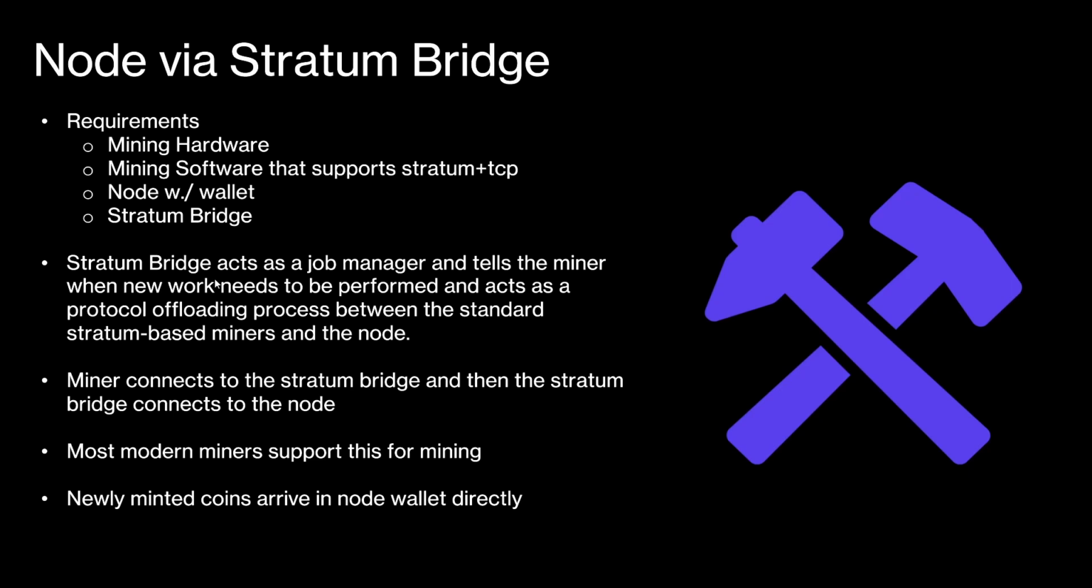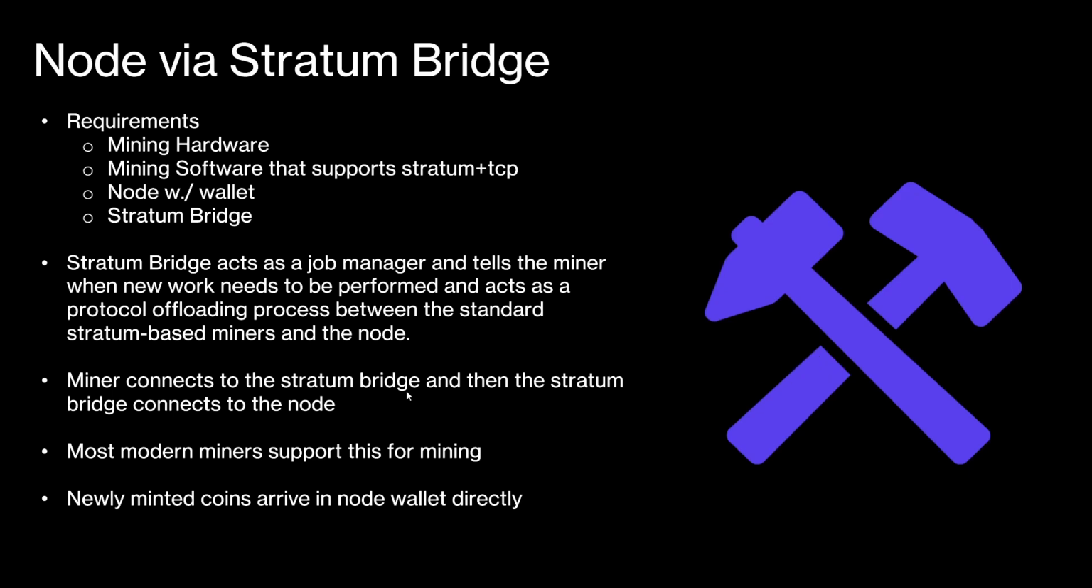And as I mentioned, the Stratum Bridge basically acts as that job manager, tells the miner when new work needs to be performed, and it's kind of like a protocol offloading process, or proxy, if you will, where it accepts that Stratum work and sends it to the node via the HTTP RPC protocol. And then the miners are connecting to that Stratum Bridge. That Stratum Bridge is then connecting to the node.